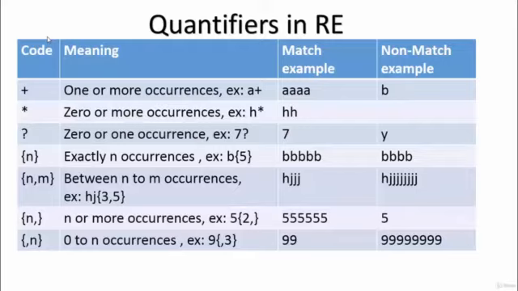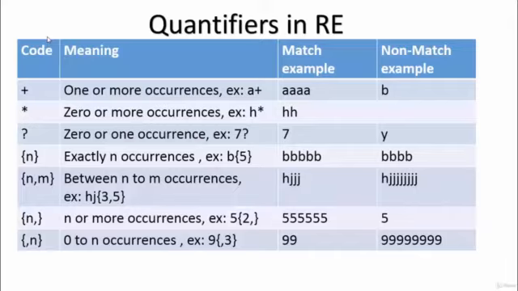Similarly, we can represent the exact number of occurrences using curly brackets. If the curly bracket has only one number, then exactly that number of repetitions is required. If the curly bracket has two numbers, then it represents a start and end. In the example, you can see H J{3,5}. That means there is no quantifier for H, so H should be present only one time, and J can be repeated 3 to 5 times.